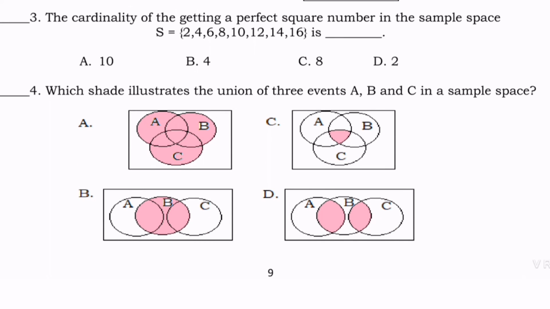Number 3. The cardinality of getting a perfect square number in the sample space. The answer is D. Number 4. Which shade illustrates the union of three events A, B, and C in a sample space? The answer is A.